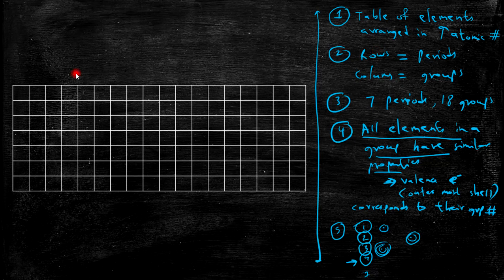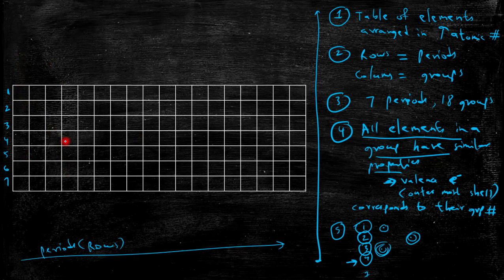But let's just say this is our periodic table and let's be sure that we got our numbers correct. The number of periods will be 1, 2, 3, 4, 5, 6 and 7. The periods are what are called the horizontal rows. These are the periods. So there are 7 periods.